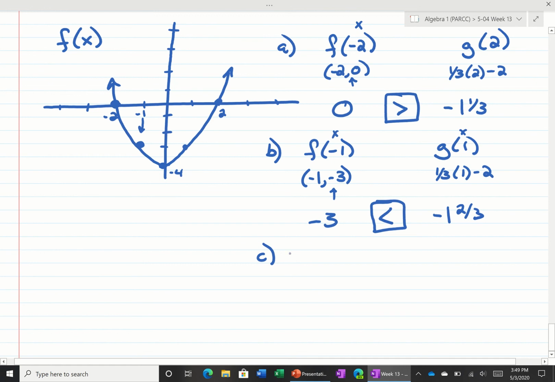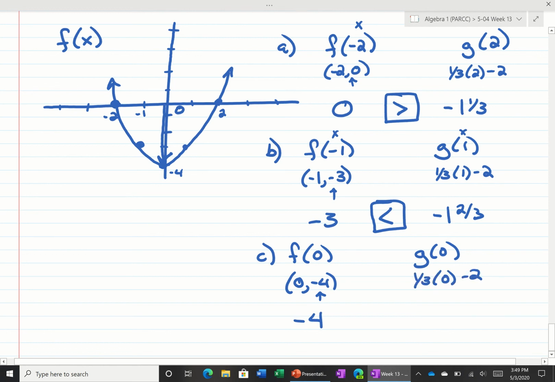For part C, f of 0 and g of 0. Well, f of 0, we go to when 0 is on the graph. We go down to the point there, which would be the point 0, -4. And we use the y value. So f of 0 is the y value there, which would be -4. And if we put 0 in for g of x, we'd get 1/3 times 0 minus 2 is -2. Now -4 is less than -2. The answer would be a less than sign.